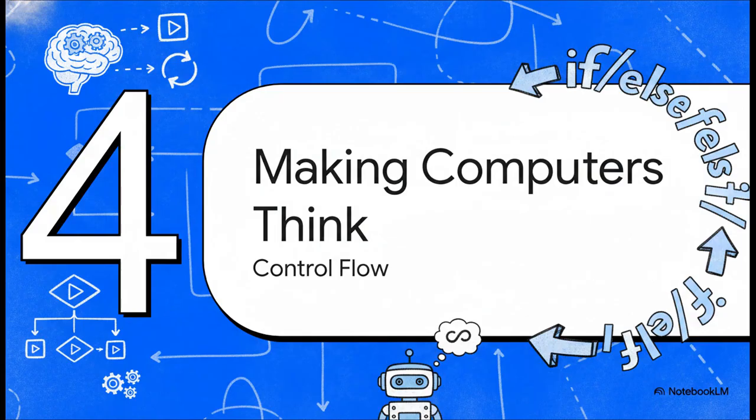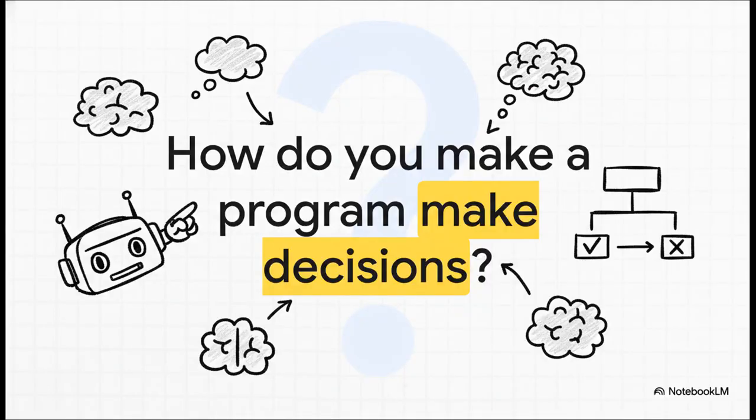All right, we know how to store data. Now, for the really cool part, teaching our program how to make its own decisions and do things over and over again. This is what really starts to bring your code to life. So how do we actually do that? How do we give our program a little bit of a brain so it can react differently to different situations?